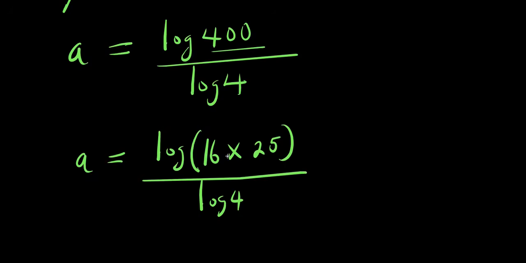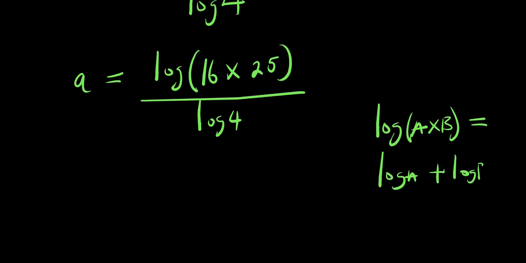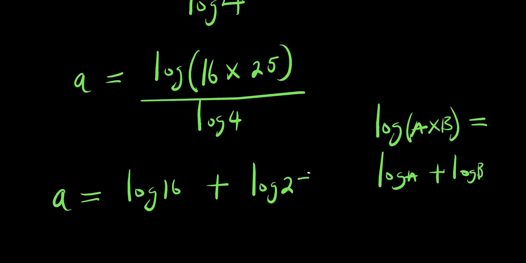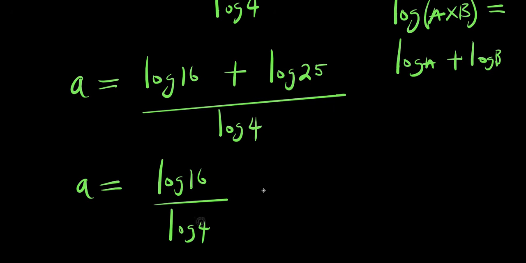log 4. So from here, if you have log a times b, this equals log a plus log b. So that means we have a equals log 16 plus log 25 divided by log 4. So from here, I can have a equals log 16 divided by log 4 plus log 25 divided by log 4.